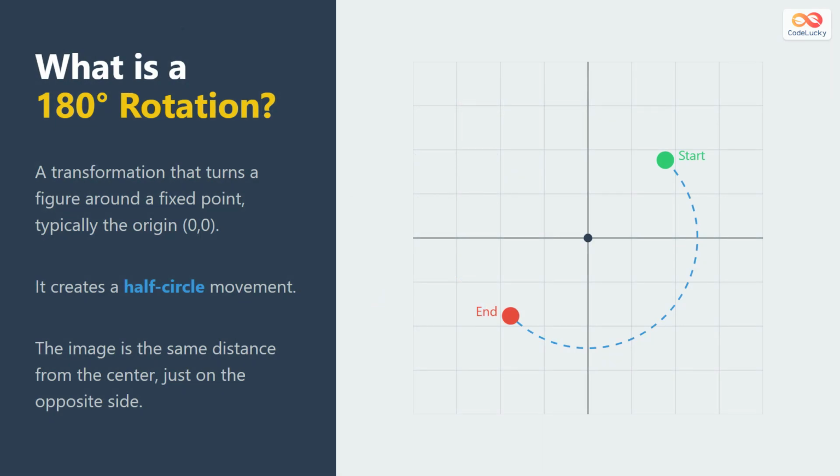First, let's define what we are doing. A 180-degree rotation is a transformation that turns a figure around a fixed point. Think of it as a half-circle movement. If you start at the top, you end at the bottom. The distance from the center remains exactly the same.